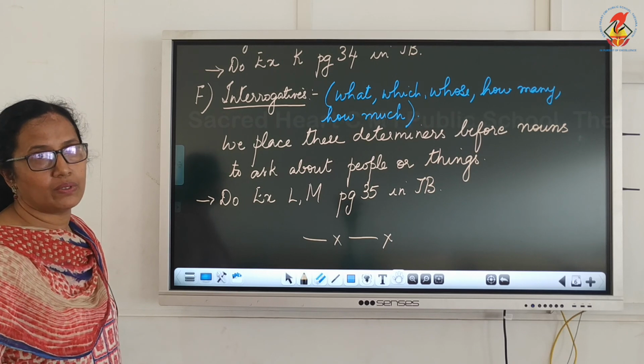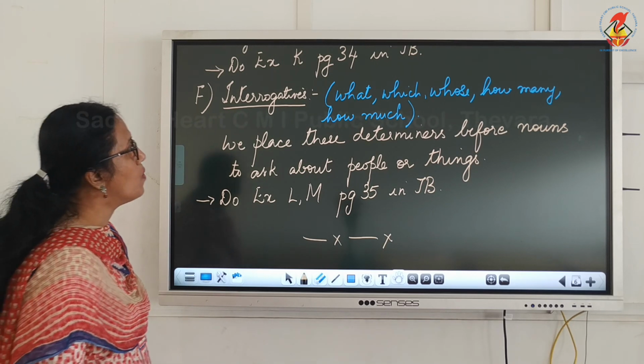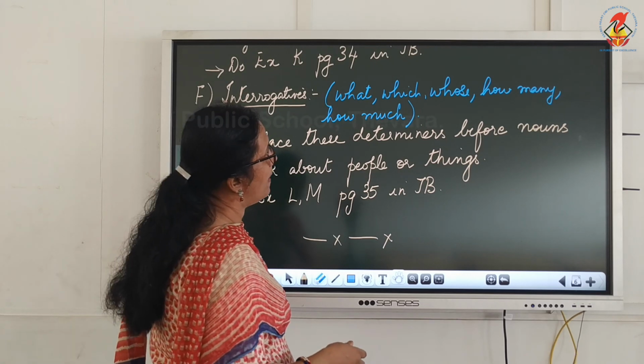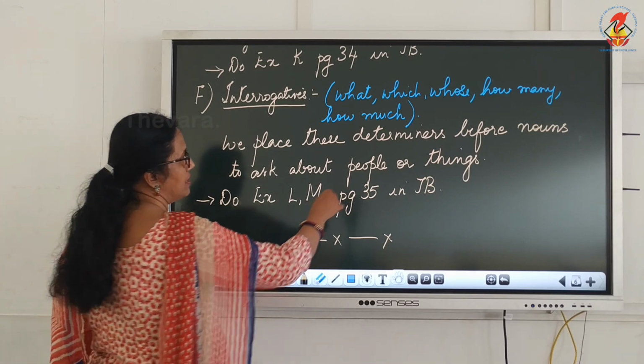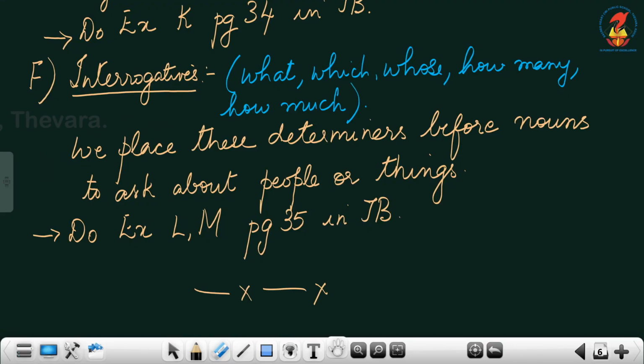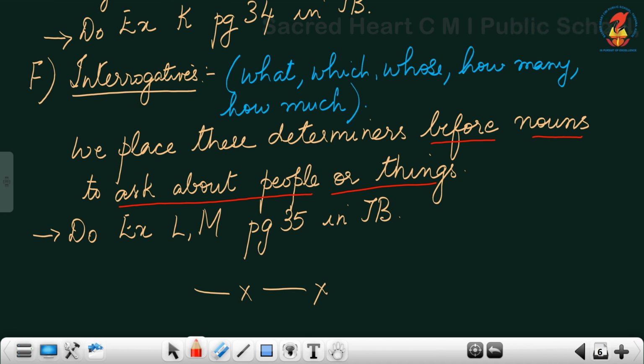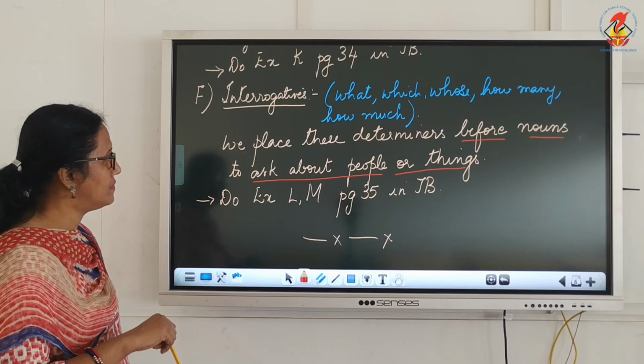Now, what are the types of questions you ask? Not all the WH words will come under this. You have got what, which, whose, then how many, how much. Now we place these determiners before nouns to ask about people or things. And of course don't forget that because it is an interrogative determiner, you have to have the question mark at the end of the sentence.